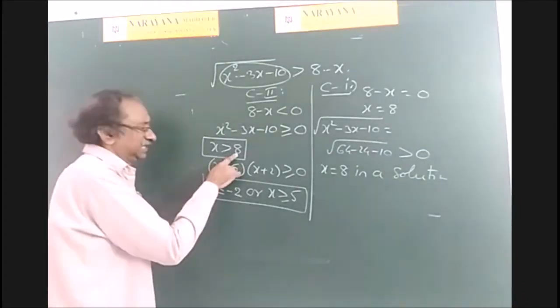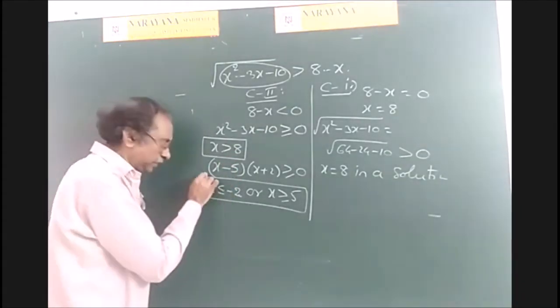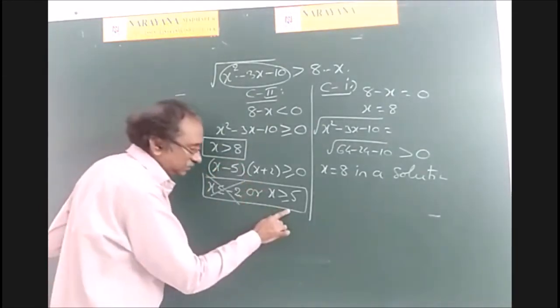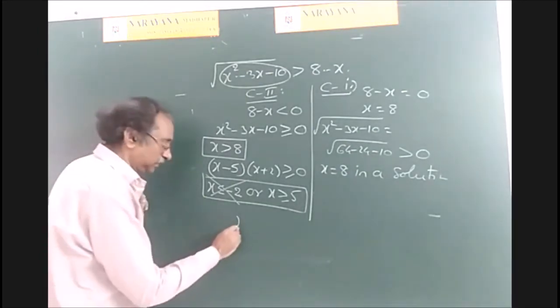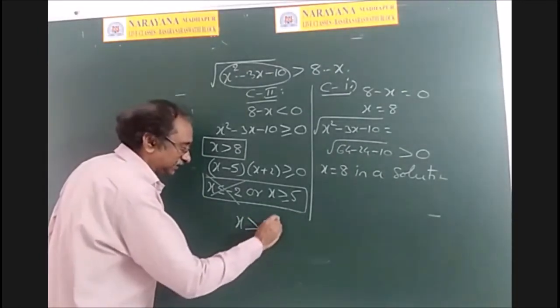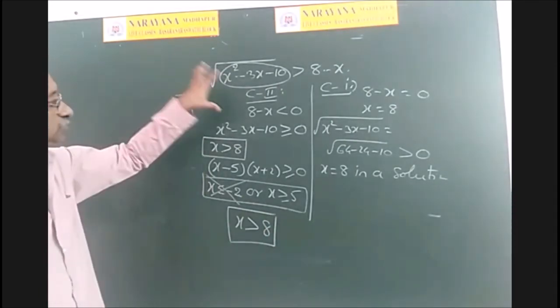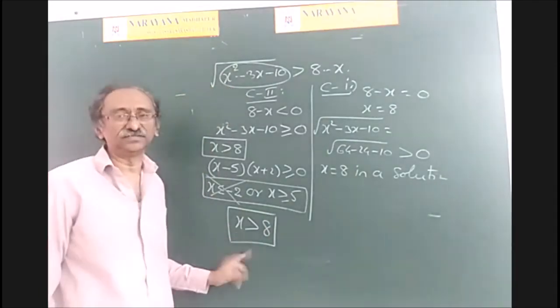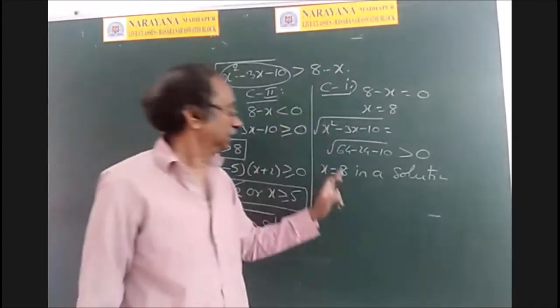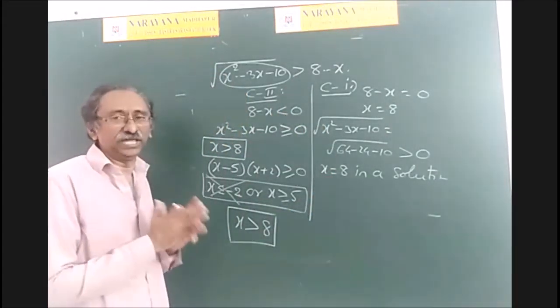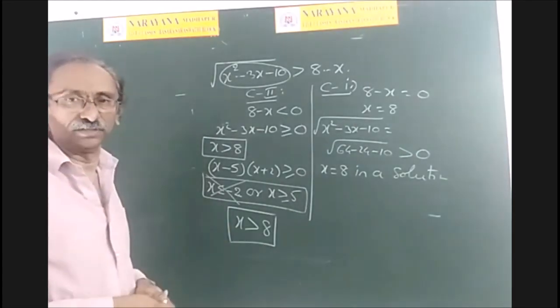See, here x greater than 8, here x less than or equal to minus 2. So we don't need this. x greater than 8, x greater than or equal to 5. Therefore, obviously, x greater than 8 is the common part. So, for case 2, x greater than 8 is the answer. For case 1, 8 is the solution. So, up to now, numbers greater than or equal to 8 are all solutions.